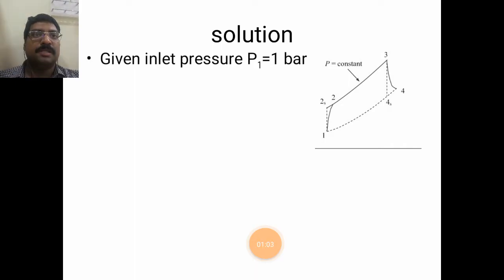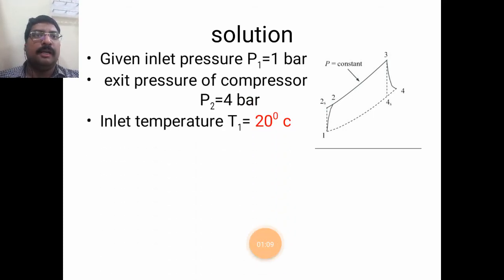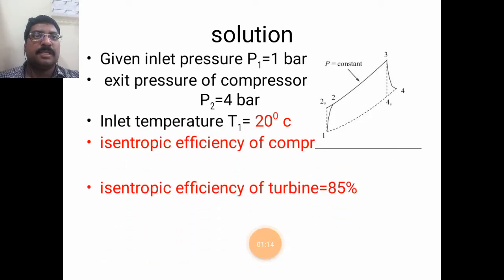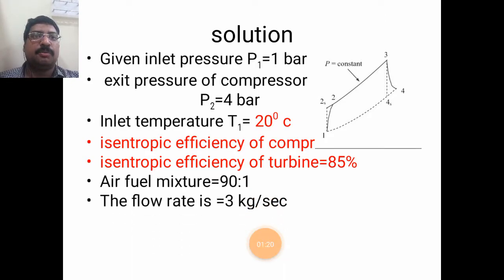The given inlet pressure P1 is equal to 1 bar and exit pressure of the compressor P2 is equal to 4 bar, and inlet temperature T1 is 20 degrees centigrade. The isentropic efficiency of compressor is 80%. Isentropic efficiency of turbine is 85%. Air fuel ratio is 90:1. Flow rate is 3 kg per second.